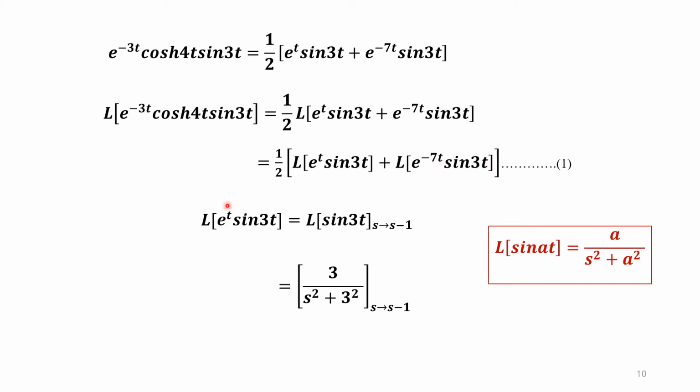So now I'm calculating only the first term. The first term is where s has to be replaced by s minus 1. That means in 3 upon s square plus 9, replace s by s minus 1. So we will get 3 upon s minus 1 the whole square plus 3 square.